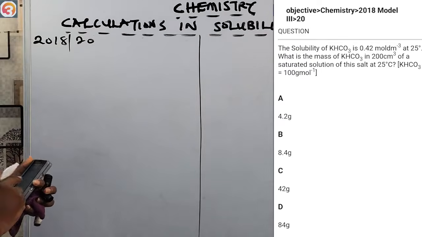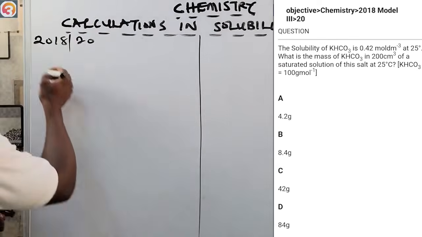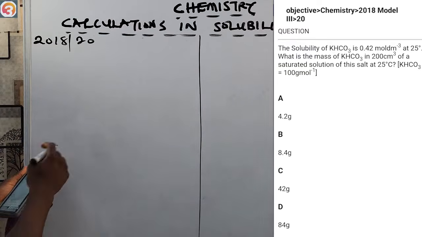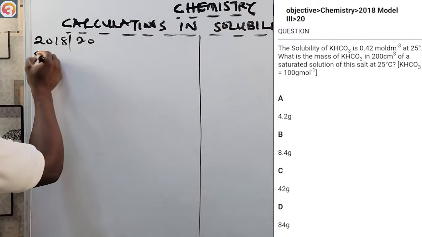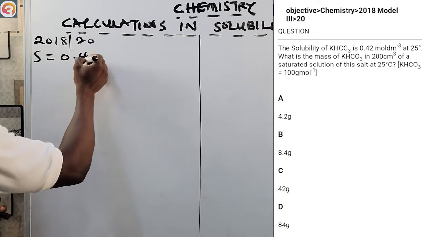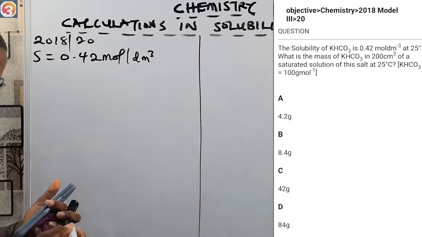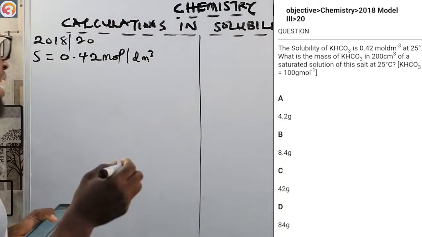The question says the solubility of KHCO3, that means the solute is KHCO3, is 0.42 mole per dm cube. That means we are given solubility as 0.42 mole per dm cube already. Then they say at 25 degrees.